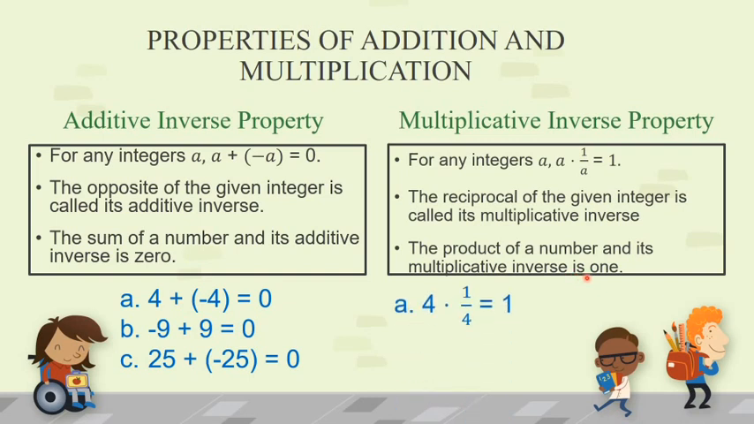So, for example, we have 4 times 1/4, it is equal to 1. We have negative 2 times negative 1/2, it is equal to 1. And 1/5 times 5, it is equal to 1.